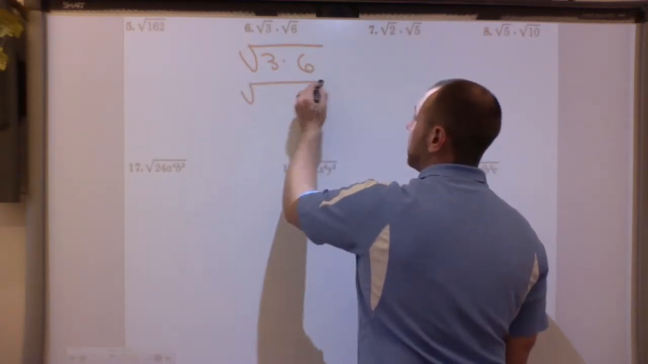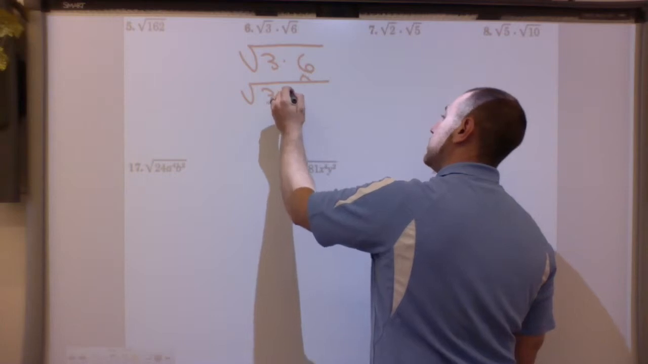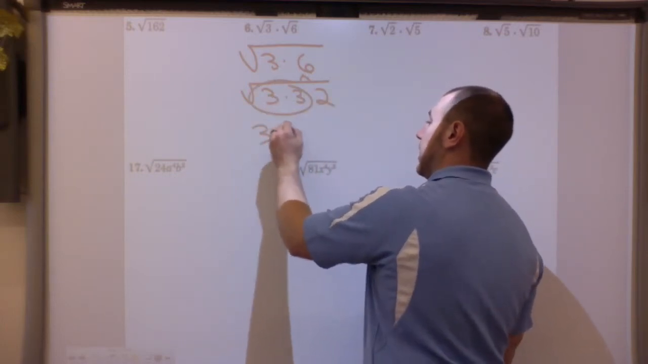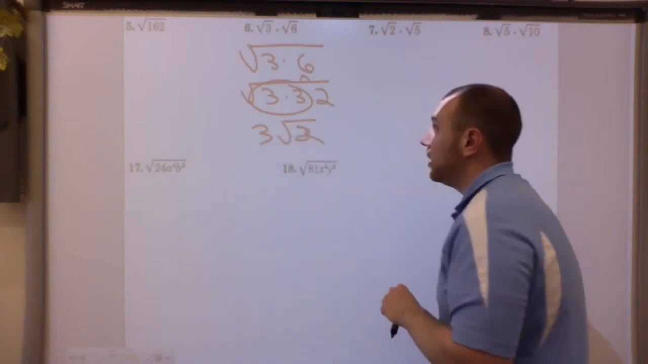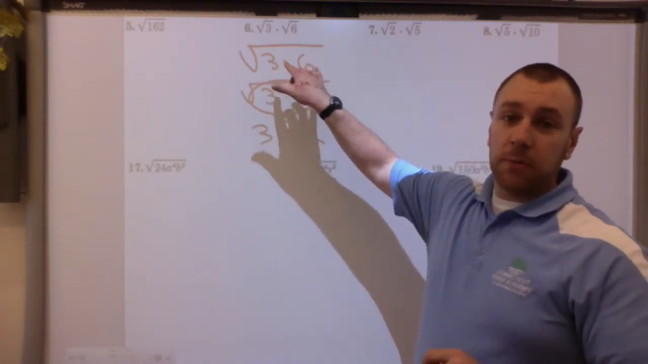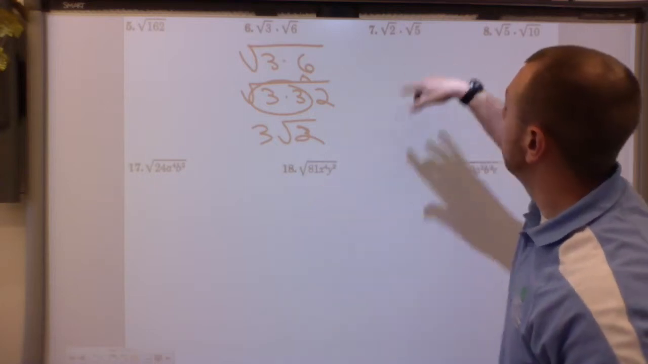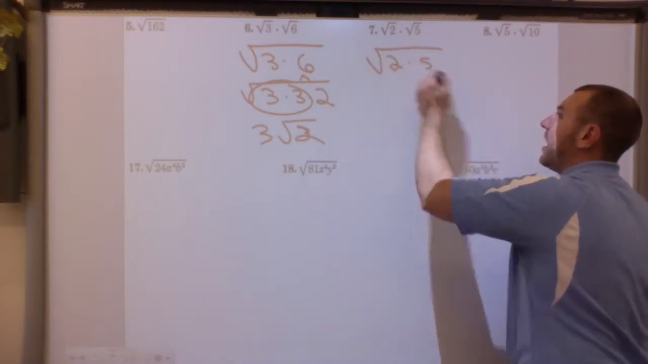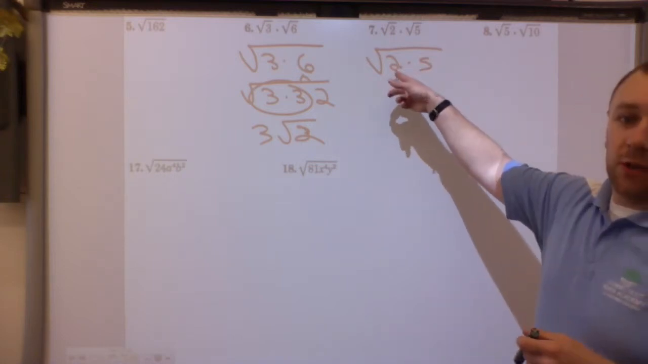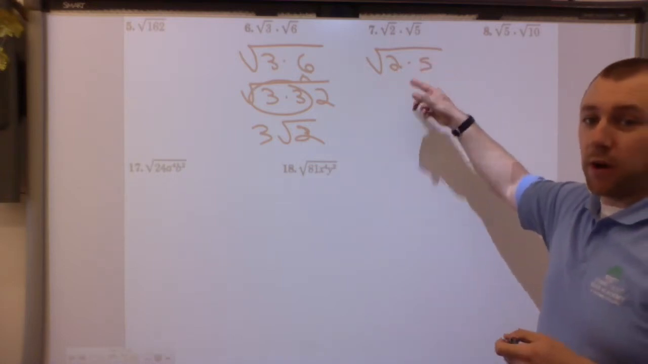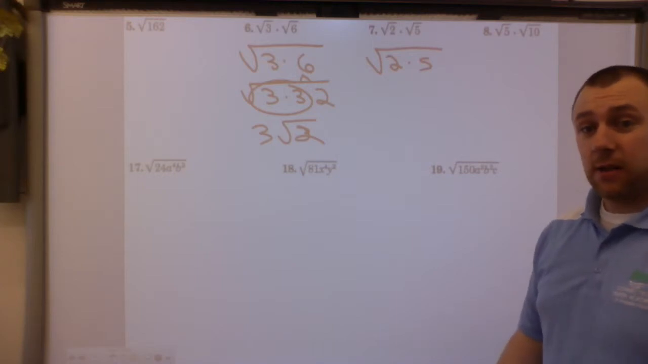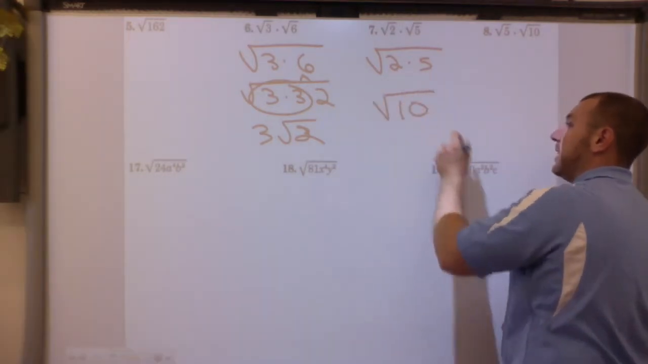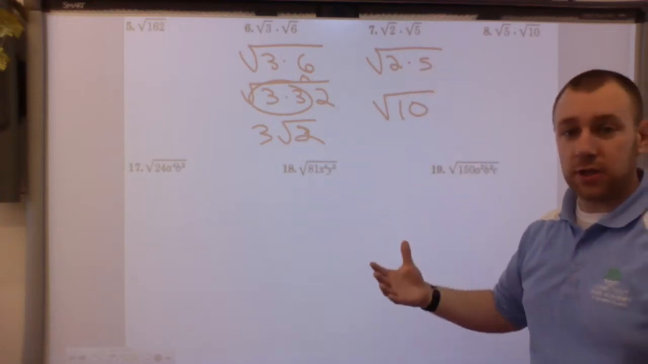Now I start breaking down the numbers into 3 times 2. Now I have a pair of 3's that I can take out. The square root of 3 squared is 3. Again, I don't multiply, I just start breaking down. Here, for 7, I do 2 times 5. Well, I can't break down 2 anymore. I can't break down 5 anymore. So I'm actually done. I can't take anything out of there. So I leave my answer as the square root of 10. 2 times 5, which is 10.